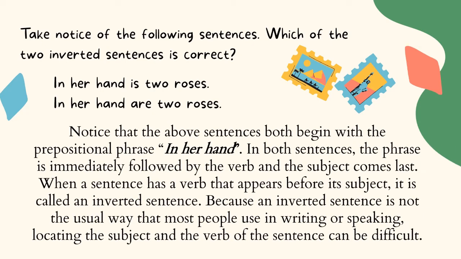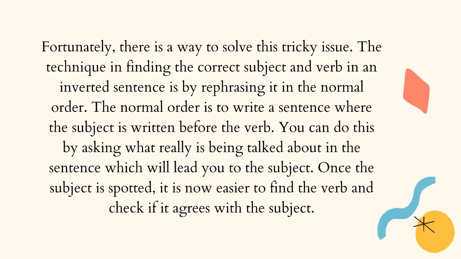Notice that the above sentences both begin with the prepositional phrase, in her hand. In both sentences, the phrase is immediately followed by the verb and the subject comes last. When a sentence has a verb that appears before its subject, it is called an inverted sentence. Because an inverted sentence is not the usual way that most people use in writing or speaking, locating the subject and the verb of the sentence can be difficult. Fortunately, there is a way to solve this tricky issue.